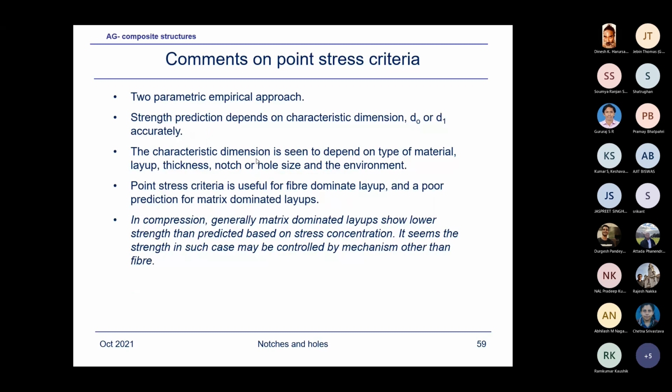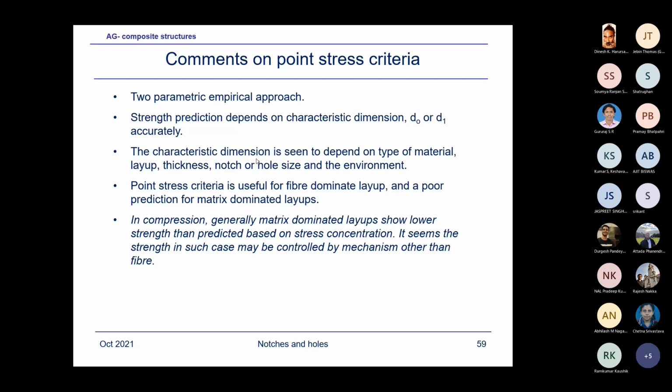Okay, now comments on the point stress criteria. In fact, I have commented on most of it, but I'll just read it out here. It's a two-parametric empirical approach, whether it's a hole or a crack. Strength predictions depend upon the characteristic dimension, D0 or D1, accurately. The characteristic dimension is seen to depend upon layup, type of material, thickness, notch or hole size, and the environment. Point stress criteria is useful for fiber dominant layups and a poor predictor for matrix dominant layups because of failure mode change. So it's not very good.